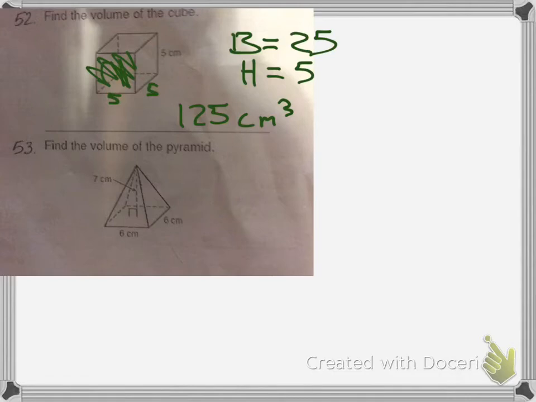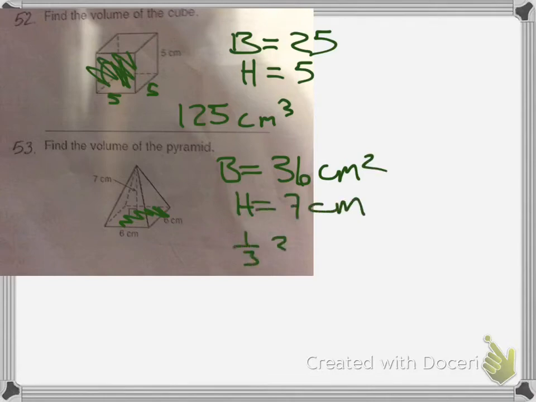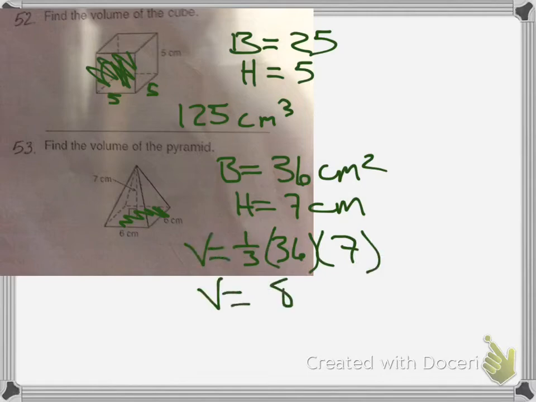For the volume of a pyramid, we're going to say the base here is 36, because 6 times 6 is 36, and the height is 7, so then I can do 1/3 of 36 times 7, and that would give me my answer of 288. I'm sorry, not 288, 84, I'm thinking something else.